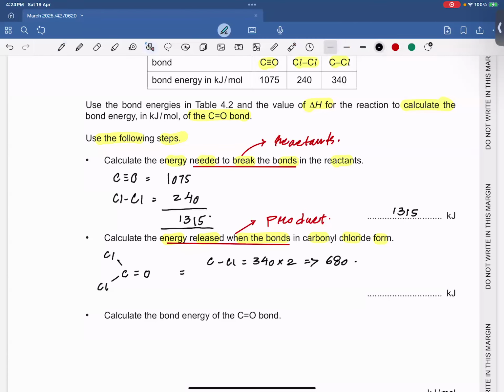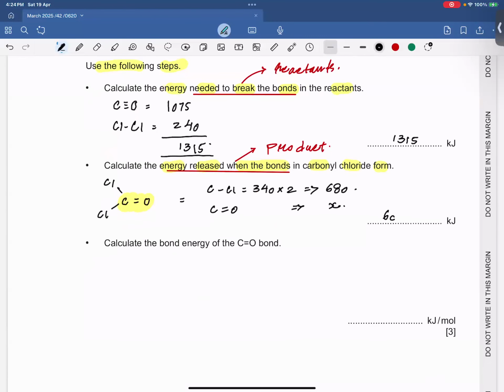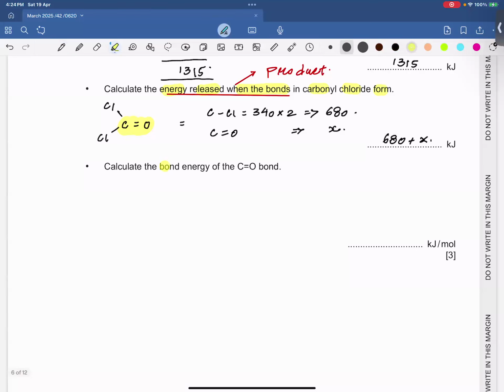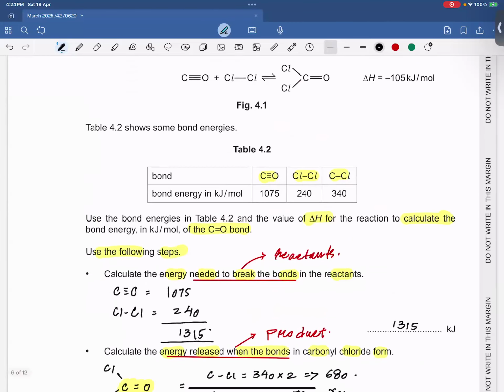And we need to determine the energy of this bond. So for C double bond O, I'll use X because I need to find out the energy of this. So total energy of this is basically 680 plus X. And we need to find out the bond energy in the next part. So I'm going to apply the formula delta H equals enthalpy of reactant minus enthalpy of product. Delta H is already given in the question, which is minus 105.